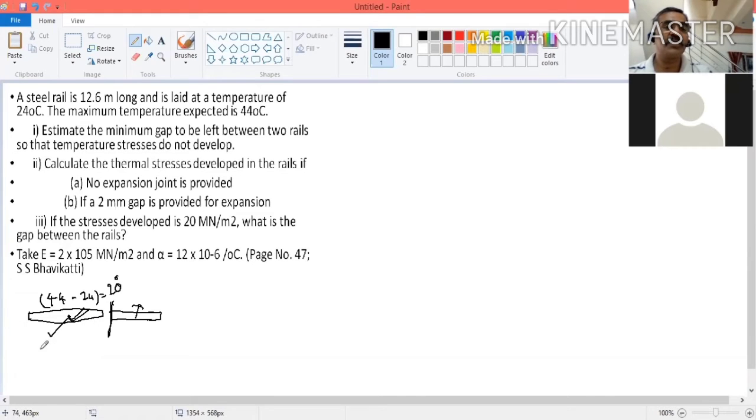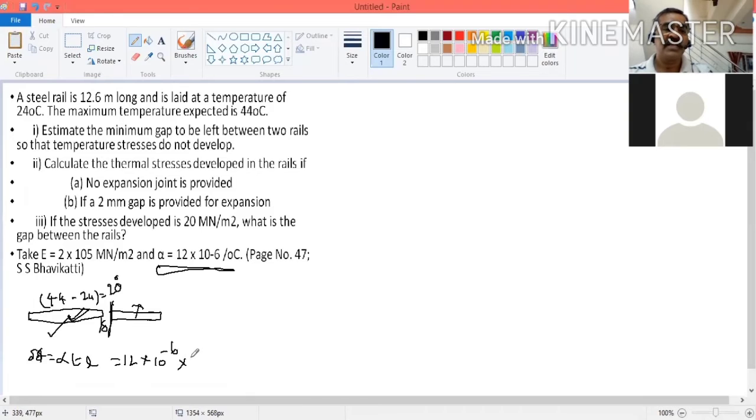Then what is the equation? The gap, delta, how much will this value be? Let us take delta L. What should be the value? Alpha into T into L. What is alpha? Alpha is given in the problem. Alpha is equal to 12 into 10 power minus 6.